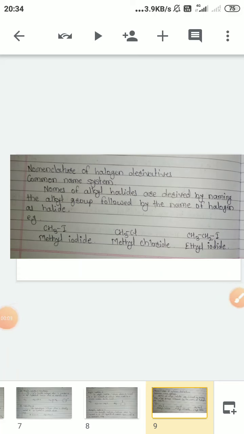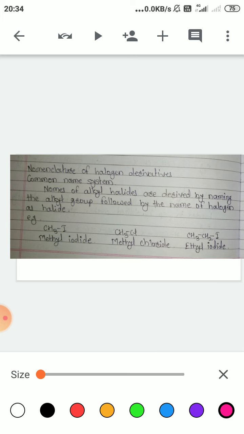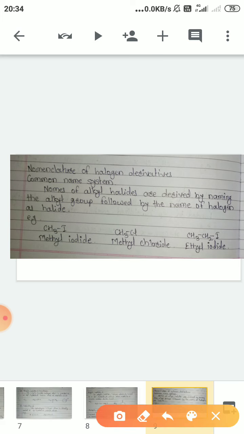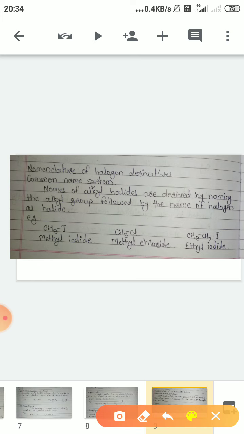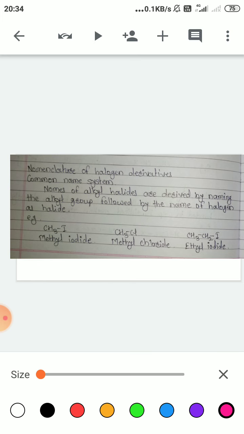Hello friends, let's start a new point of halogen derivatives, and the point is nomenclature of halogen derivatives. We have seen nomenclature of all functional groups together in basic principles of organic chemistry of 11th standard. Now we are going to revise again the nomenclature of halogen derivatives. What are the rules for the nomenclature of halogen derivatives?